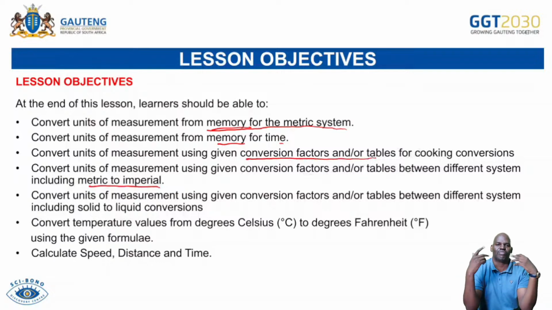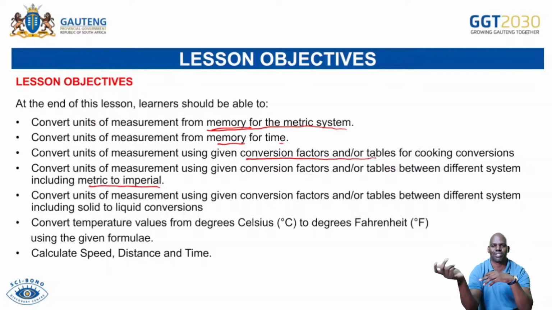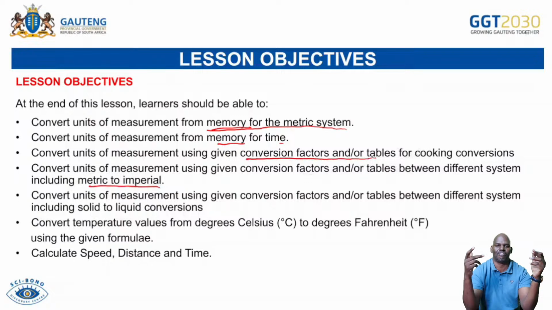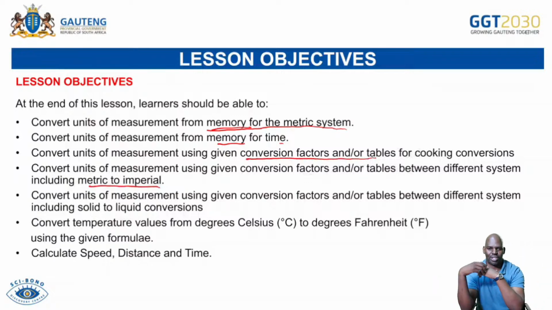Or for instance, if you have to convert from kilometers to miles, the examiner will give you the conversion factor and say 1 mile is equal to 1,6 kilometers. Those ones, you don't need to memorize them. That is why we say conversion factors between different systems, including metric to imperial. And then again, convert units of measurement using conversion factors or tables between different systems, including solid to liquid.